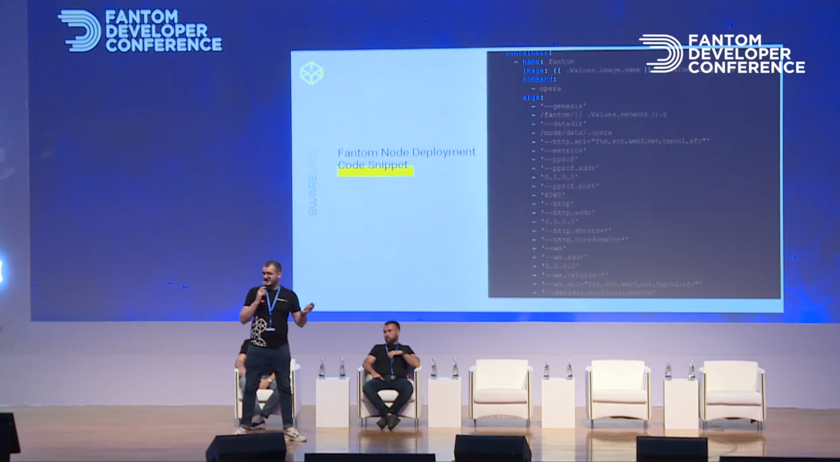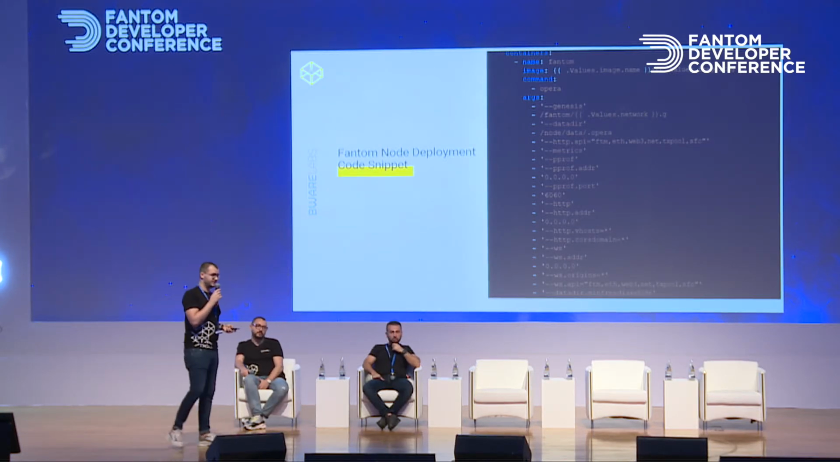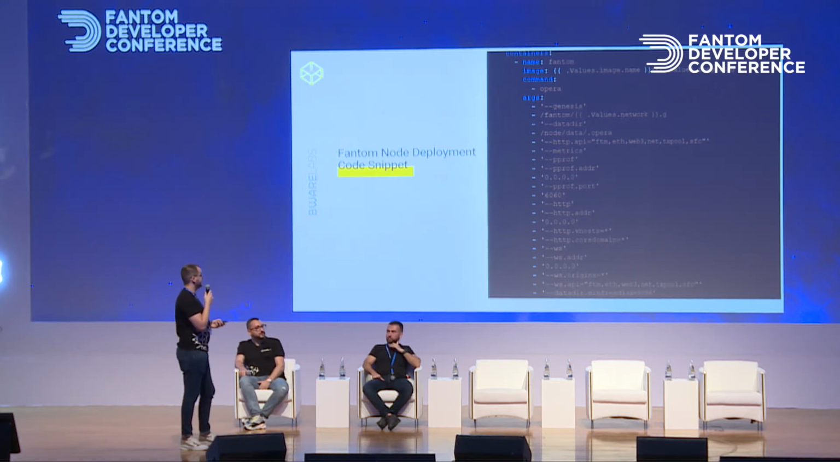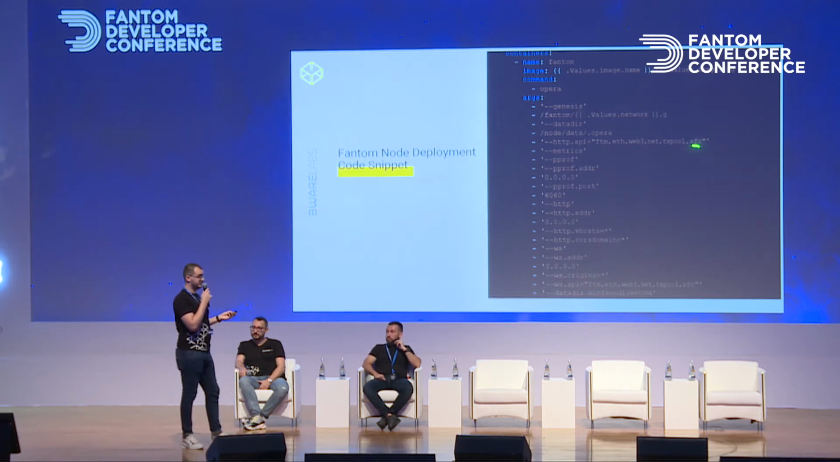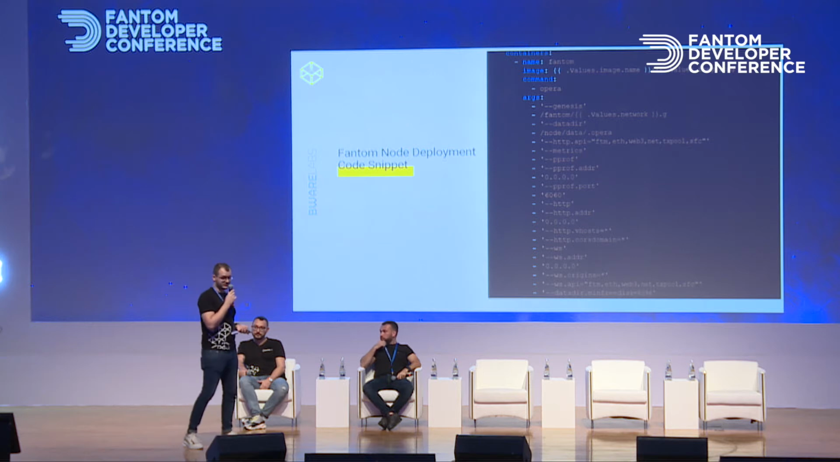Now, here we have a Fantom node deployment code snippet. It's basically just the way we are starting the Fantom container. You can see here that we are using the Opera command, and we are mentioning a few arguments that are important in order to make the node start. So we have here the genesis, the data directory, what kind of HTTP and WebSocket methods we are exposing, and so on.